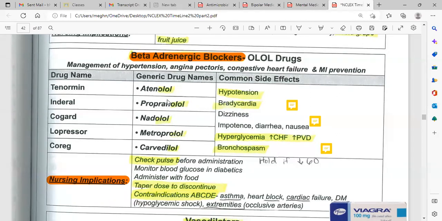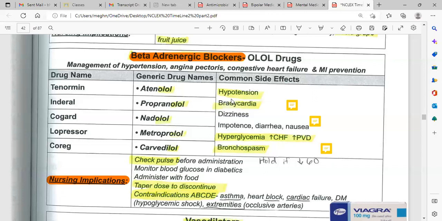How do these drugs work? The action blocks epinephrine and norepinephrine from binding to the beta receptor on the nerves. So these drugs work on the beta receptor and they block it. The most common effect of beta blocker, they decrease the blood pressure, they decrease the pulse, they decrease the force of contraction, but increase the contractility.